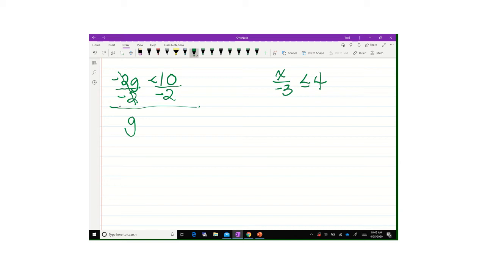And now because I divided both sides by a negative 2, this inequality, less than, needs to change. It's going to be reversed to the greater than. 10 divided by negative 2 is negative 5. So my answer now reads g is greater than negative 5. So again, when you divide by a negative on both sides, the inequality symbol gets reversed.